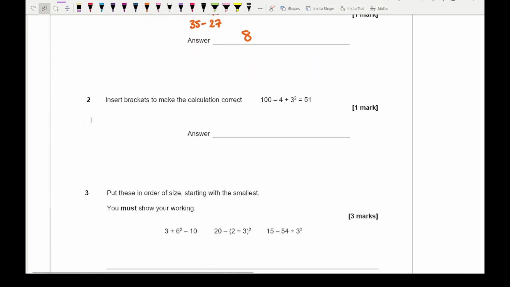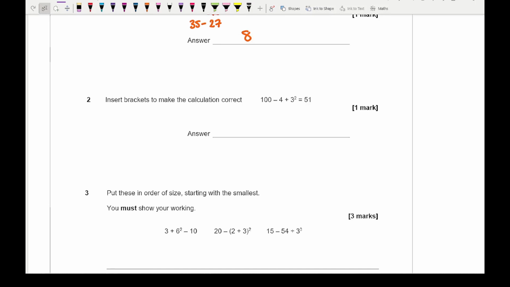Question 2, it says insert brackets to make the calculation correct. So we've got 100 minus 4 plus 3 squared equals 51. So where we need to put the brackets here is that, because we're taking away from 100, somehow we need to make 49. What's 49? How do we remember 49?